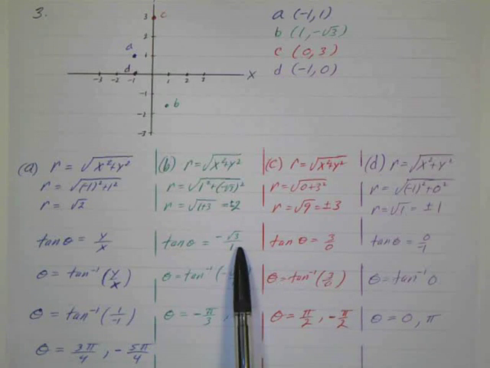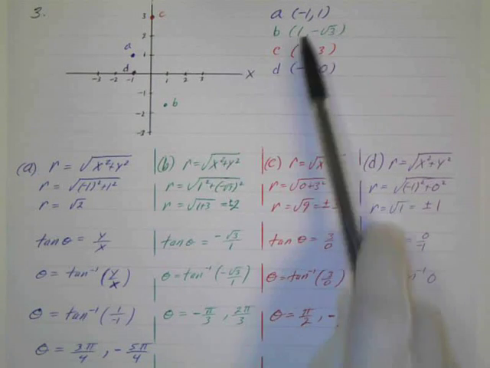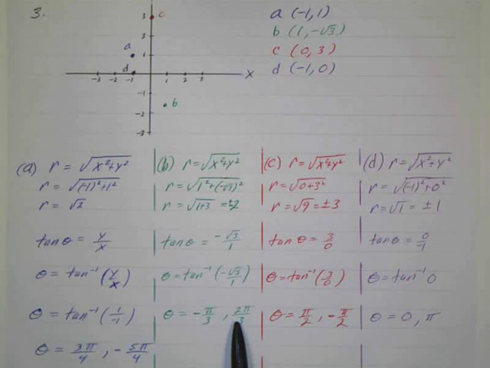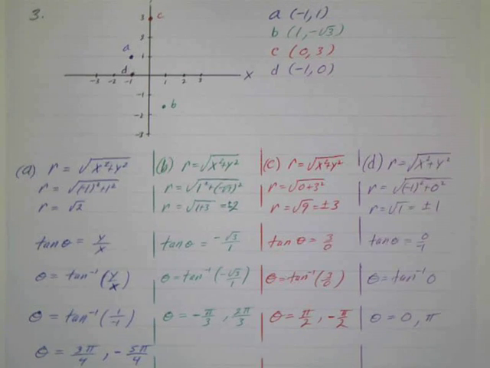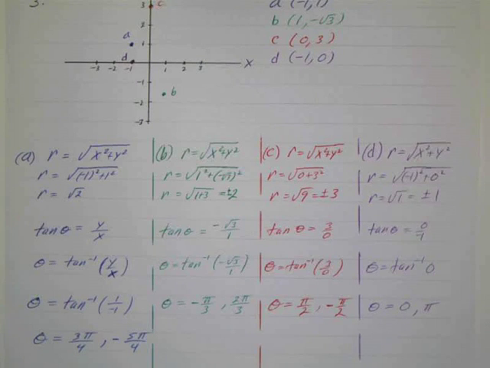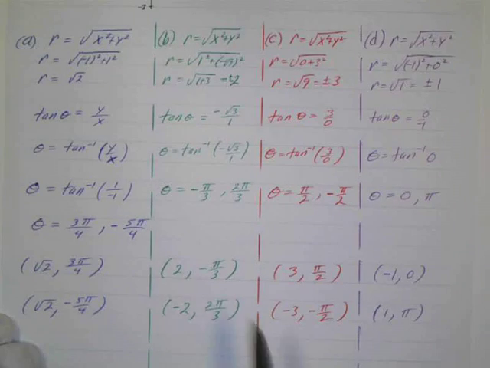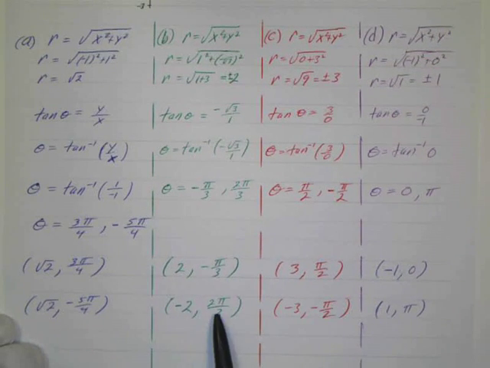My tangent of theta will equal y over x. So theta will equal the angle whose tangent is y over x, or negative square root of 3, and that's just going to be negative pi over 3. And another way of writing that is 2 pi over 3. Negative pi over 3 puts it in the fourth quadrant, and 2 pi over 3 puts it in the second quadrant, and that's where it's negative. So tangent's negative in the second and fourth quadrant. So now you could write it as 2, negative pi over 3, or negative 2, 2 pi over 3. And you're going to get the same point.